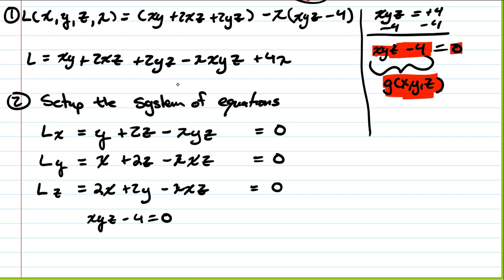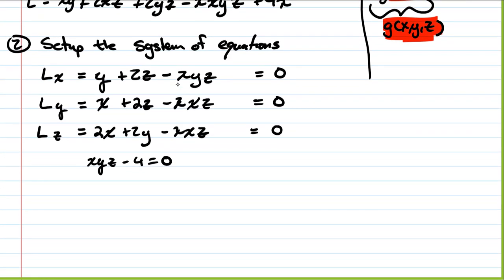And we need to solve this system of equations. So now we need to solve this in any way that we can. One thing that we may notice in this is this last equation is equivalent to xyz is equal to 4.